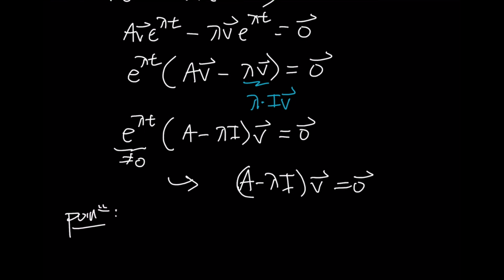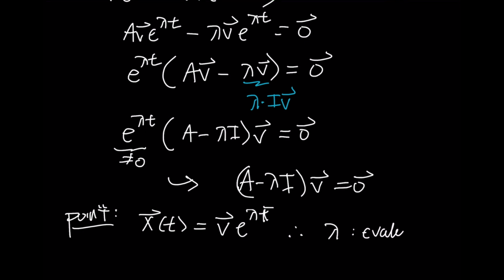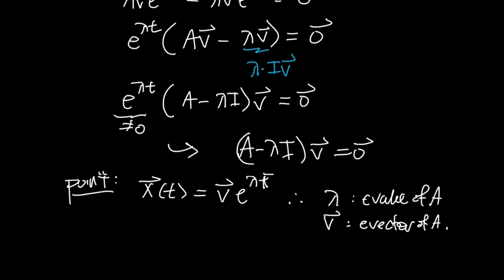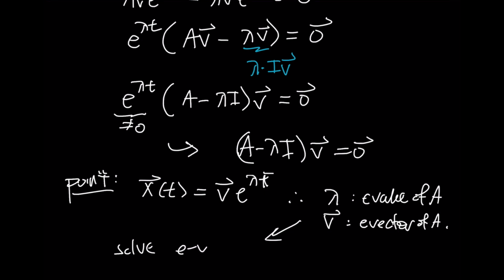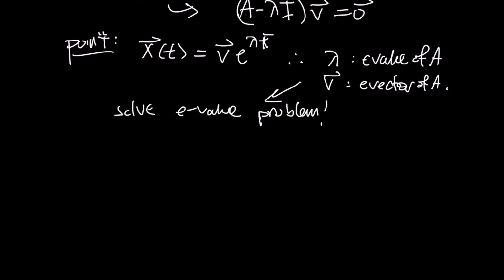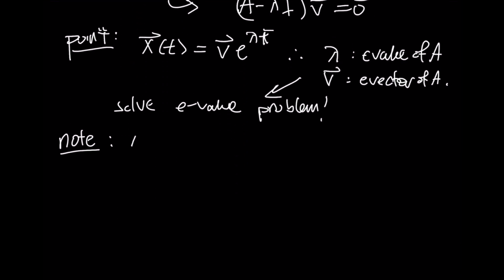So here is the point of all of this. If this is the solution form, v e to the lambda t, then lambda is an eigenvalue of the matrix A, and v is an eigenvector of the matrix A. So what we need to do is solve another eigenvalue problem. This ends up being a wonderful application of eigenvalues and eigenvectors. As always, in order for this to work, matrix A must be square. It is not possible for us to have an eigenvalue problem unless we have square matrices.